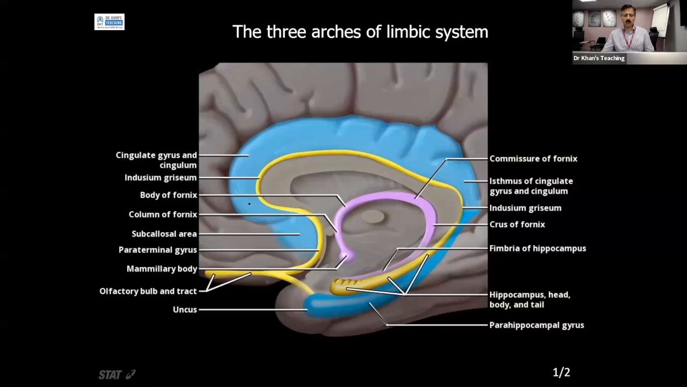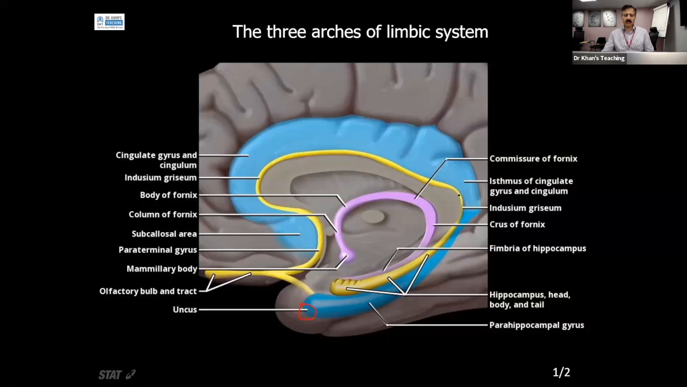So this is the outermost arch, which is the cingulate gyrus. And if you see, it goes all the way, and here it ends in the uncus. So remember uncus. This uncus is the medial most portion of the temporal lobe. Important point. So what you have learned is that the gyrus and uncus are gray matter. Now here is hippocampus. Hippocampus has got various parts, and this is the head of hippocampus, then the body, etc.